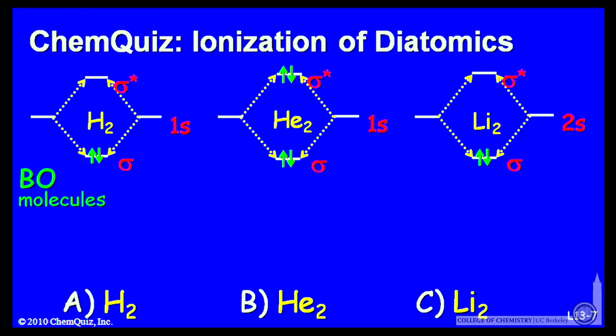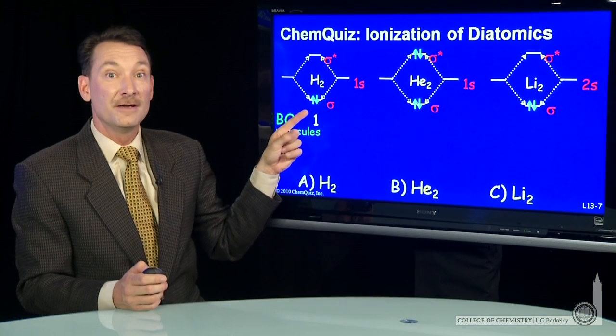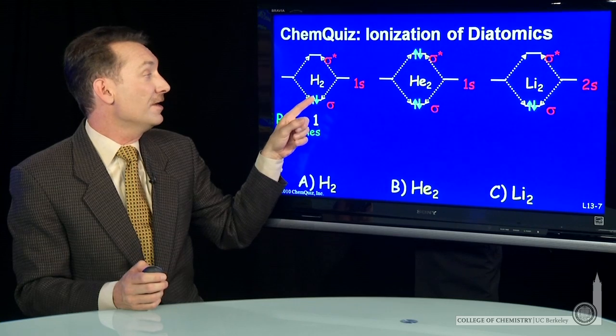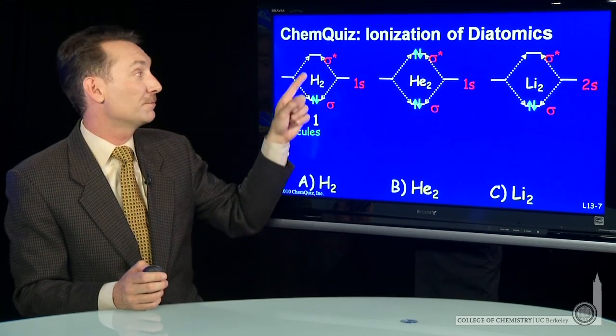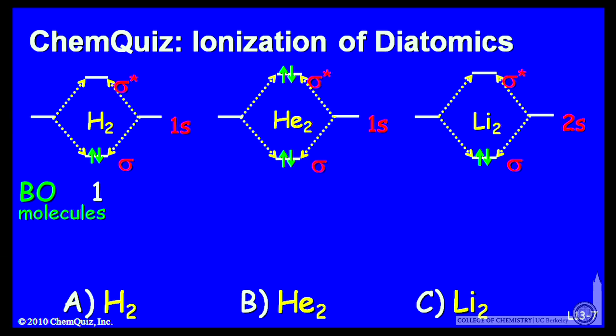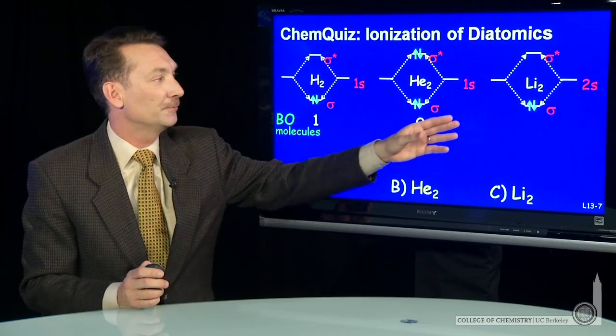So H2 has a bond order of 1 as a molecule. That is, it's the bonding electrons minus the antibonding electrons, divided by 2. So 2 bonding electrons minus 0, divided by 2, gives me 1. Here, bonding electrons, 2, minus the antibonding electrons, 2. So 0 divided by 2 is 0. No bond order for He2, and we knew that. He2 doesn't form a stable molecule.